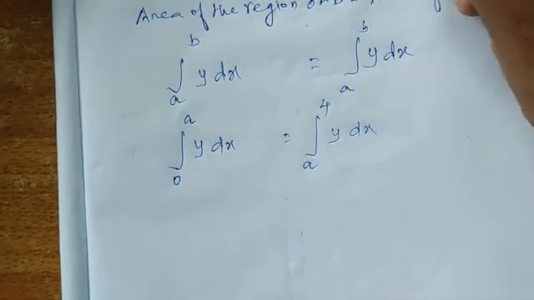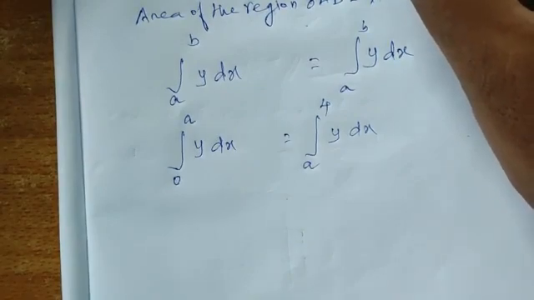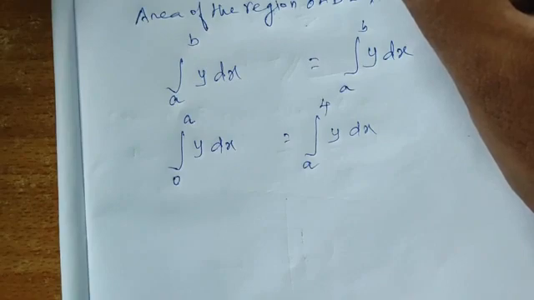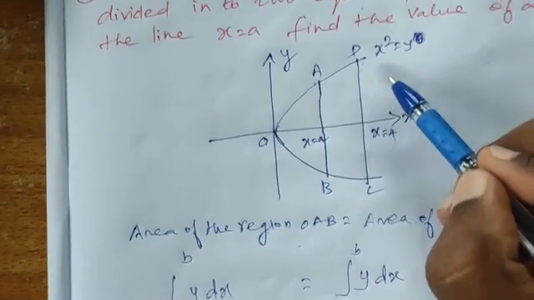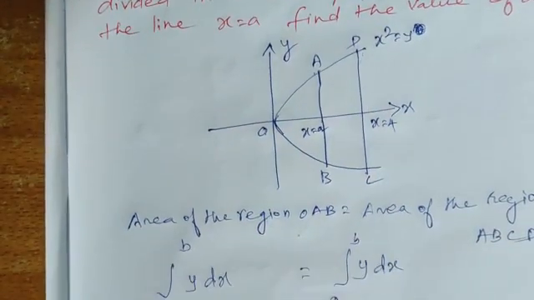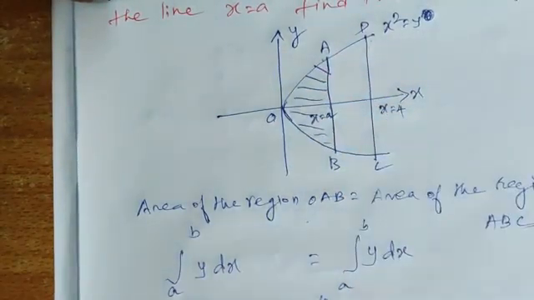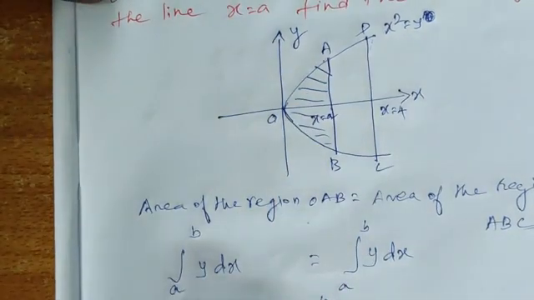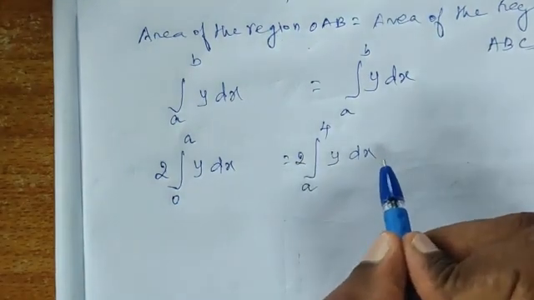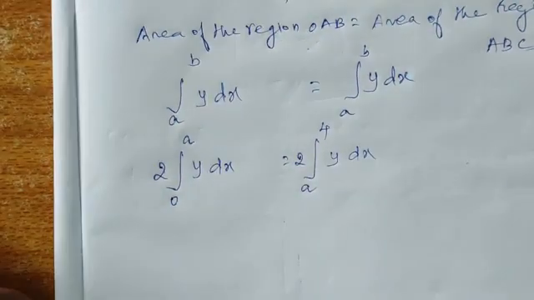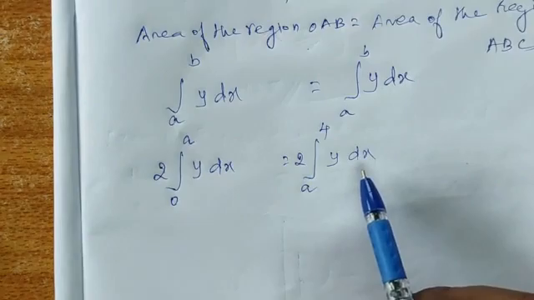Since x square is equal to y, it is symmetric about the y axis. Put x equal to minus x, there is no change, therefore it is symmetric about the y axis. So the required area is 2 times the area in the first quadrant. Therefore, 2 into integration 0 to a of y dx is equal to 2 into integration a to 4 of y dx.